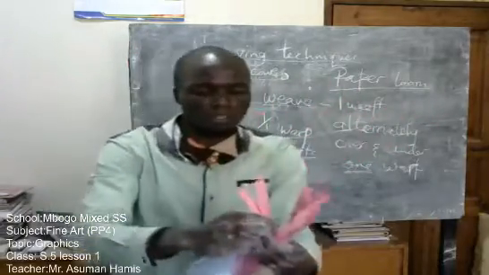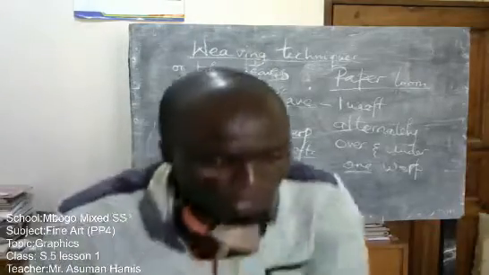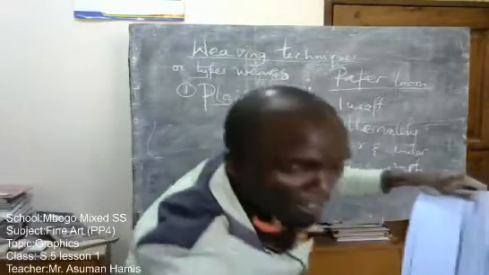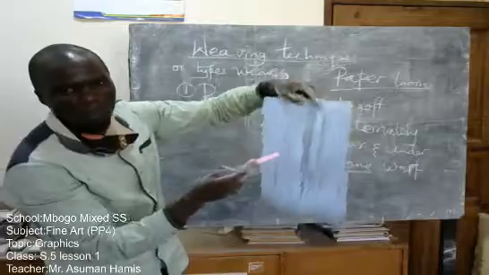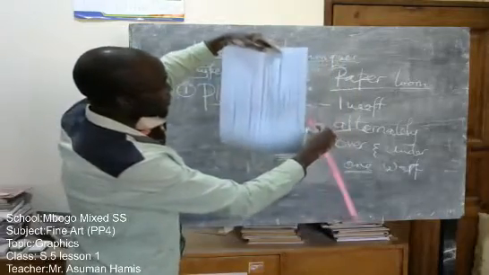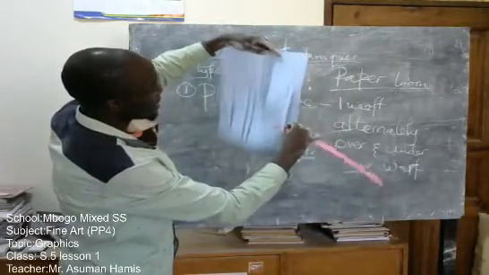So we are saying we are dealing with a plain weave. I have said a plain weave is a technique of weaving where one weft moves alternately over and under one warp. We are saying it is moving over, under.